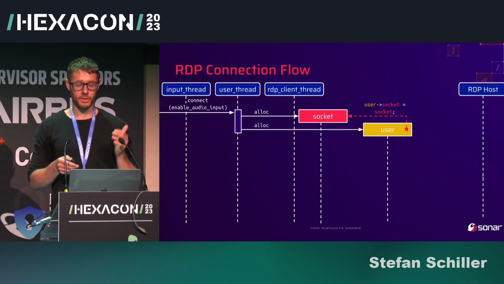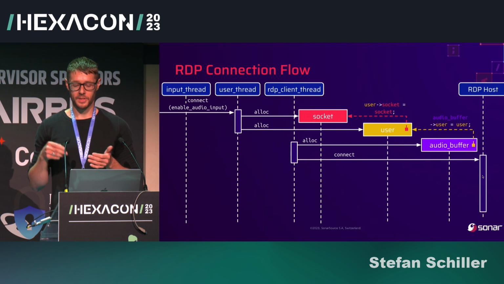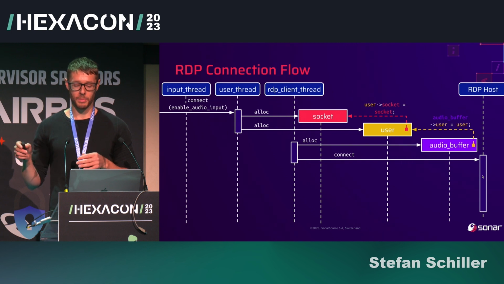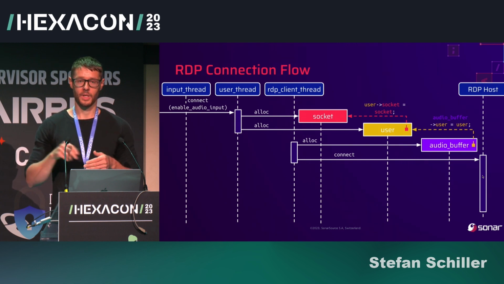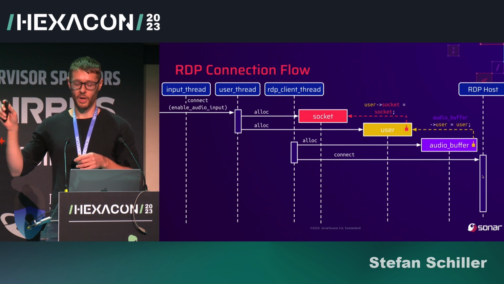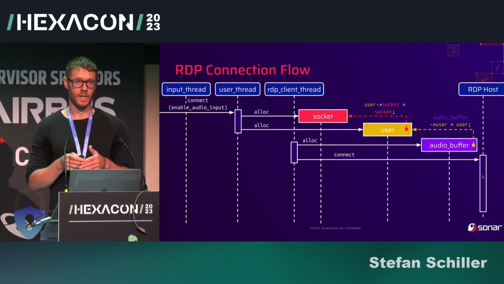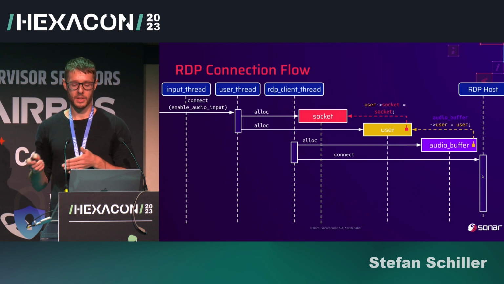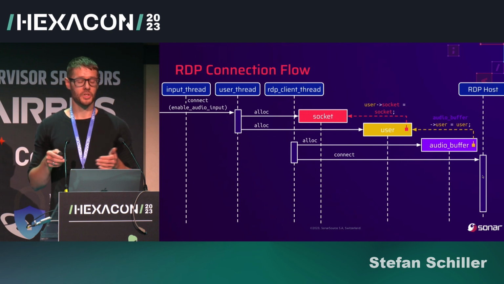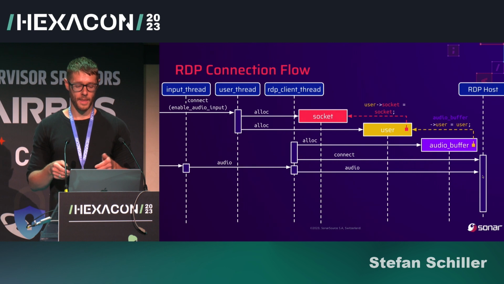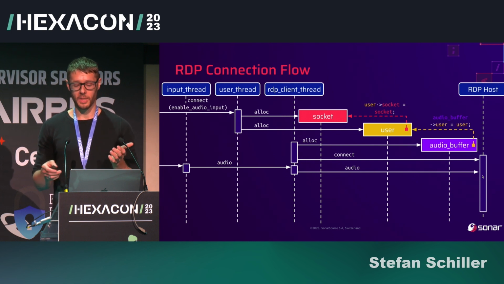After this, the RDP connection can be initiated, which is done by the RDP client thread. Since audio input is enabled, this thread allocates an additional audio buffer, which holds a pointer to the user. So now there's a pointer chain from the audio buffer to the user to the socket. At this point, all data structures are created, and the RDP client thread establishes the RDP connection to the internal host. If the user now speaks into their microphone, the input thread receives an audio instruction, which is translated to the corresponding RDP audio message and transmitted to the RDP host.